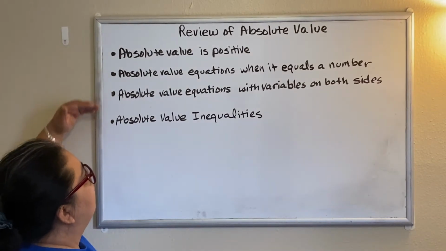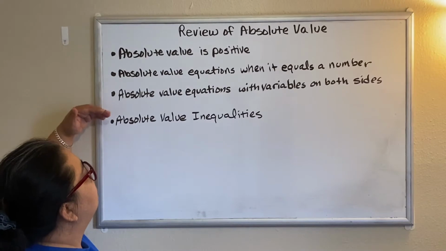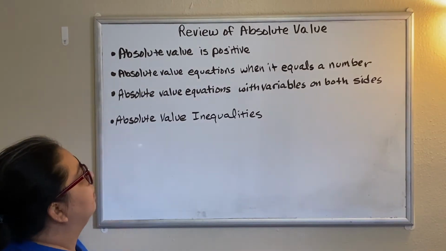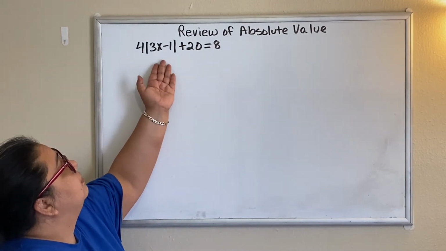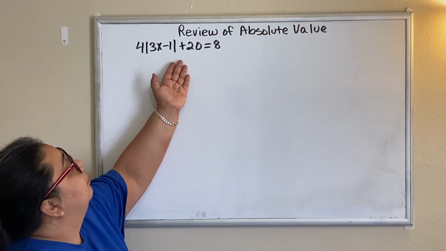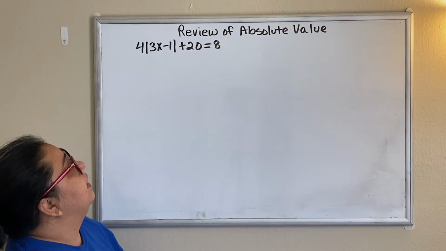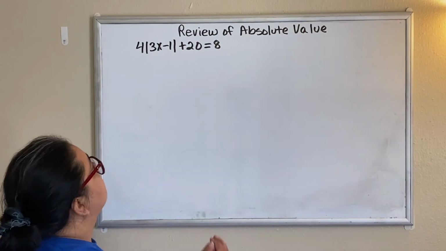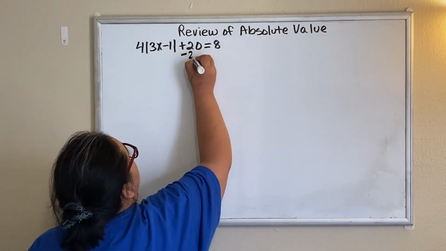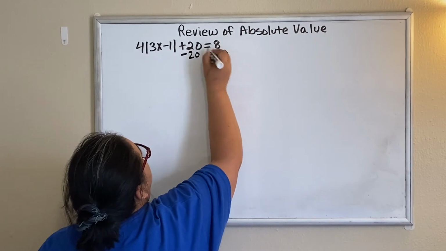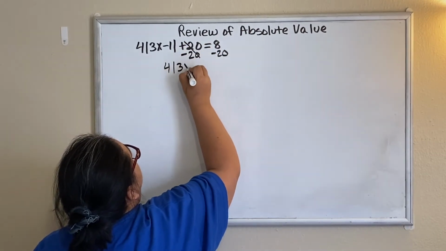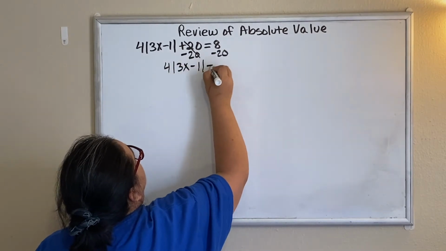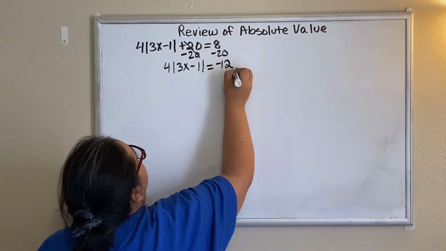So what we're going to do now is we're going to look at 3 examples that review everything we've done this week. So here we have example 1. Example 1 is 4 times the absolute value of 3x minus 1 plus 20 equals 8. So I'm going to subtract 20 from both sides to solve. That eliminates the 20. And we get 4 times the absolute value of 3x minus 1 equals a negative 12.